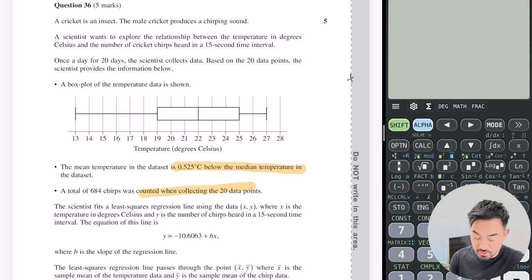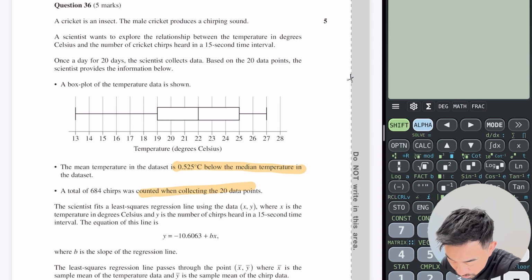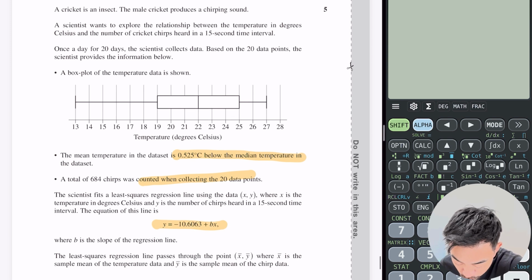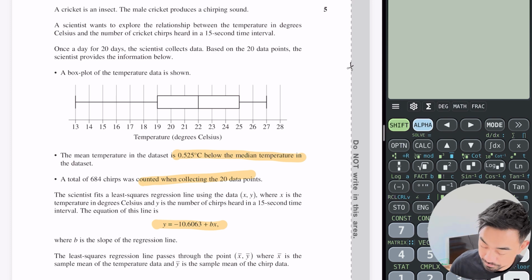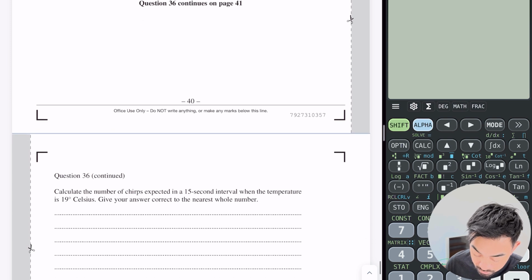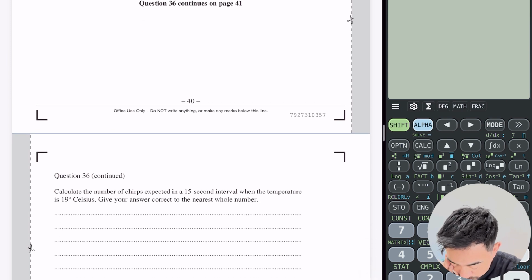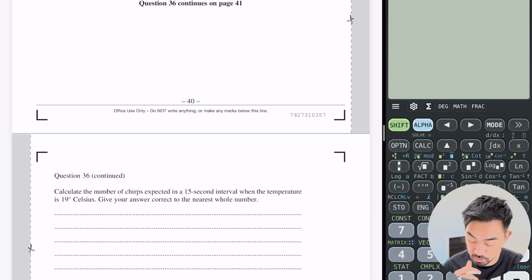The scientist fits a least squares regression line using the data xy, where x is the temperature in degrees Celsius and y is the number of chirps heard in a 15-second time interval. The equation is given by this line, where b is the slope of the regression line. The least squares regression line passes through the point x bar, y bar, where x bar is the sample mean of the temperature data, and y bar is the sample mean of the chirp data. Calculate the number of chirps expected in a 15-second time interval when the temperature is 19 degrees Celsius. Give your answer correct to the nearest whole number.